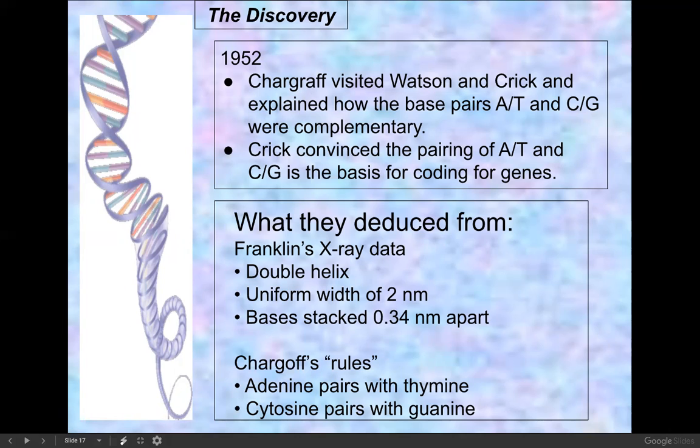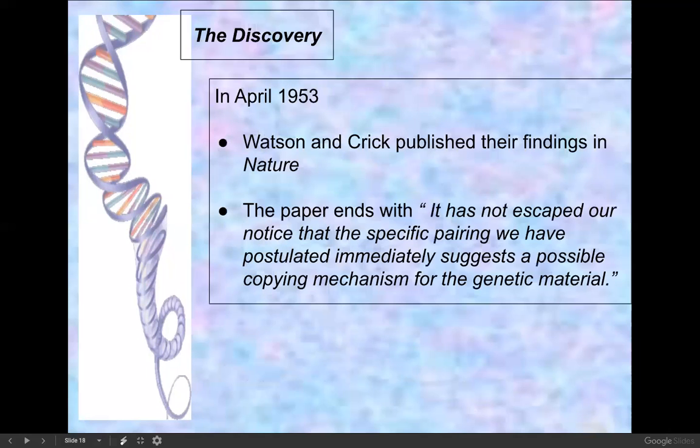Crick was convinced the pairing of A and T and C and G is the basis for coding genes. What they deduced from the X-ray was that it was a double helix, not a triple, always the same width, 2 nanometers, and the bases were stacked 0.34 nanometers apart. Chargaff's rules: adenine always pairs with thymine and cytosine pairs with guanine. Watson and Crick published their findings in Nature.